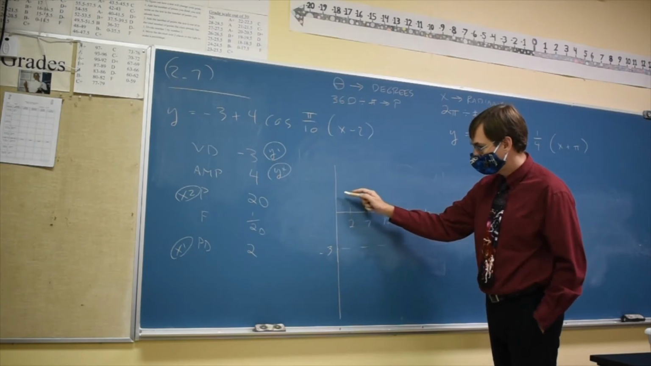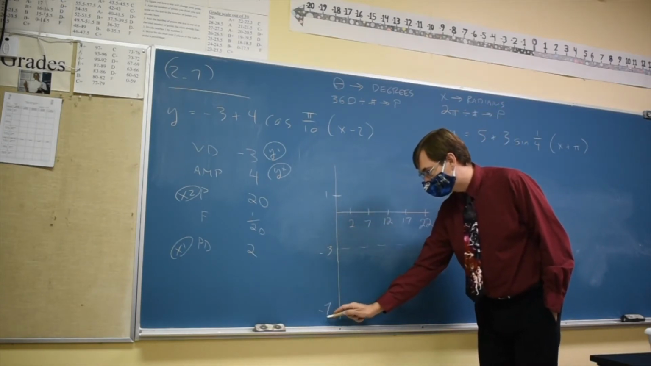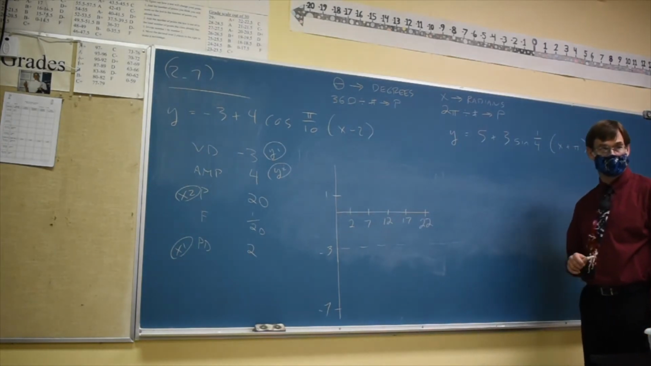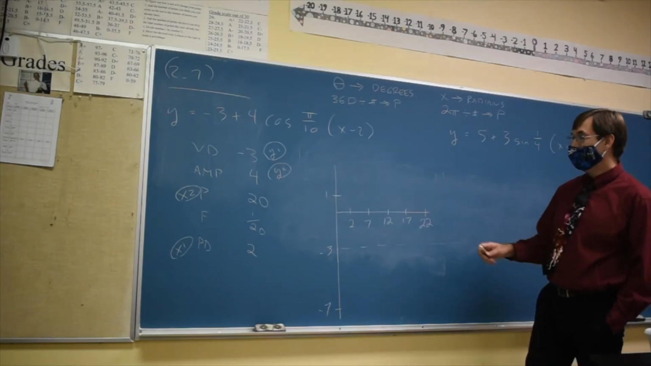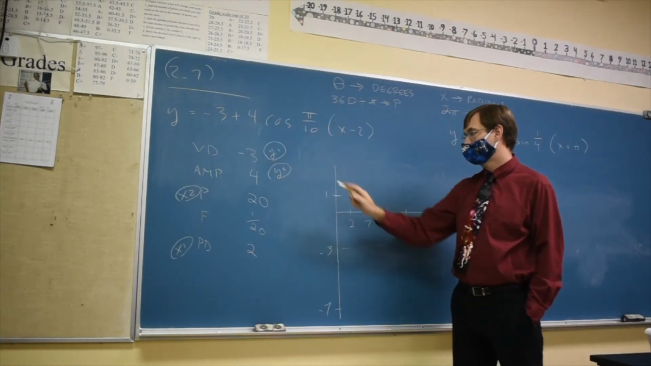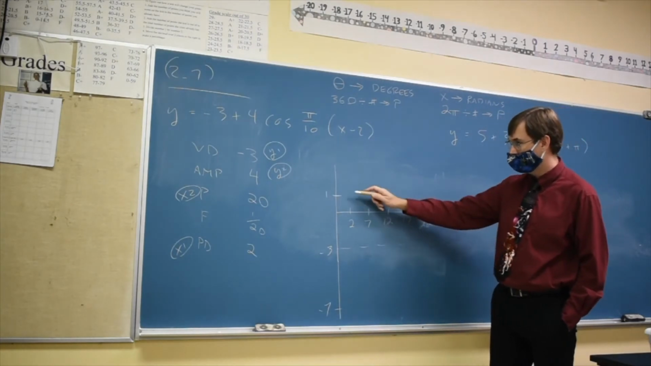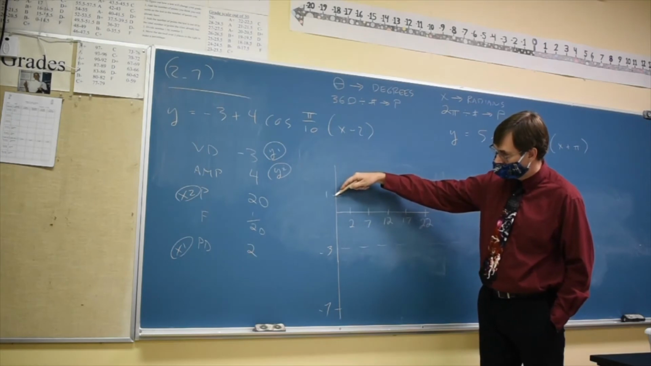So top mark, 1. Lowest mark, -7. Try to help out by drawing it somewhat to scale, just so it's a bit nicer graphs. And then check cosine. Okay, cosine, where does cosine start? At the top. So like right here? Yes.